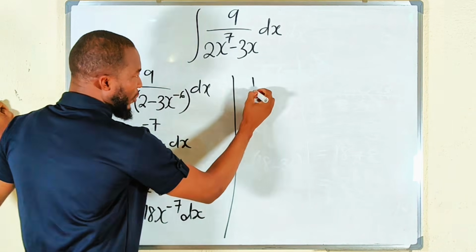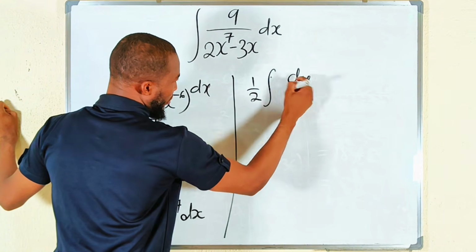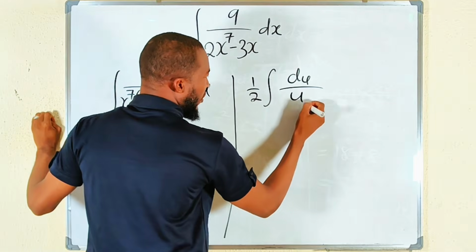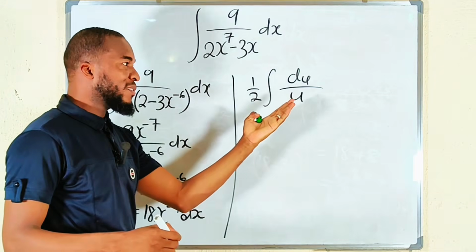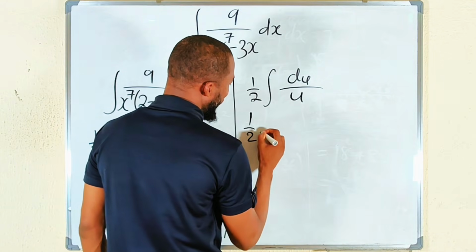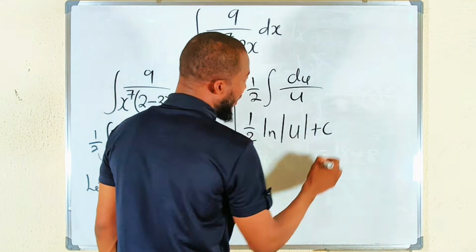So the top, 1 over 2 is already outside. The integral of du to the top. But remember, we have set the bottom to be u. All right, so what is the integral of this? Natural log of the absolute value of u. 1 over 2, natural log of the absolute value of u plus the constant of integration.